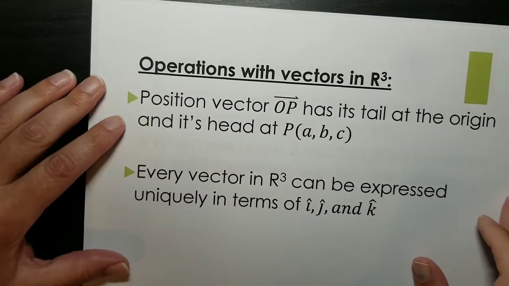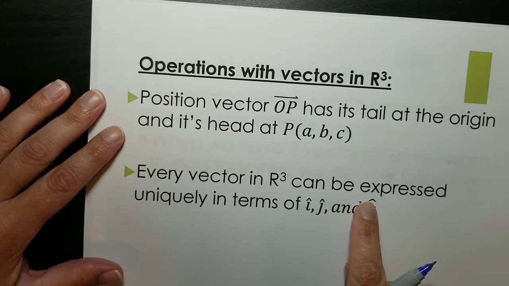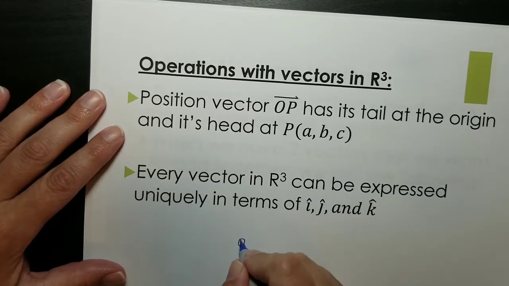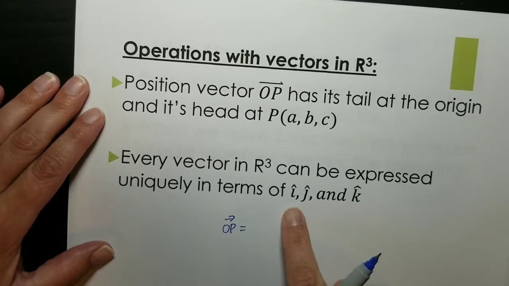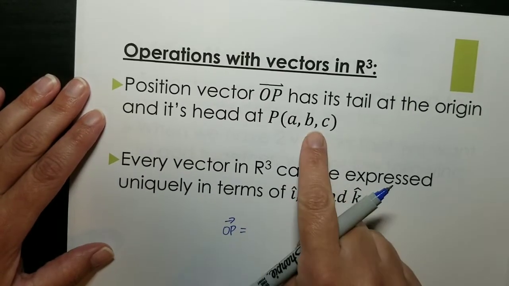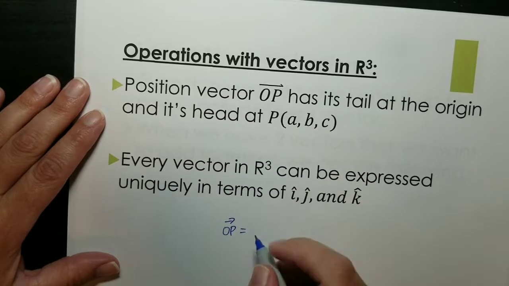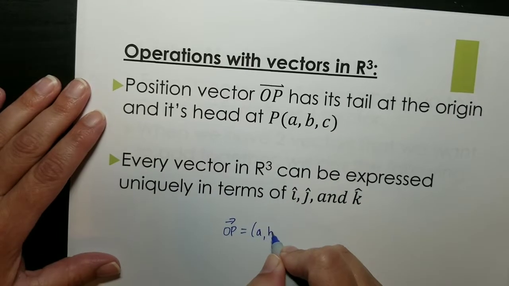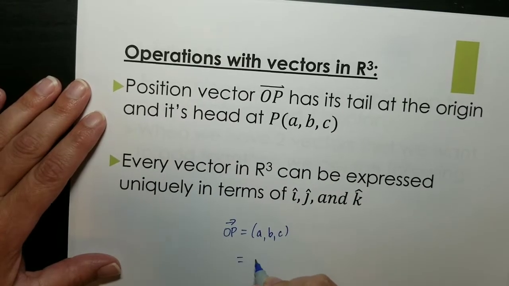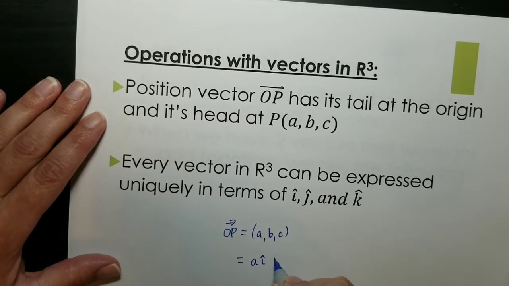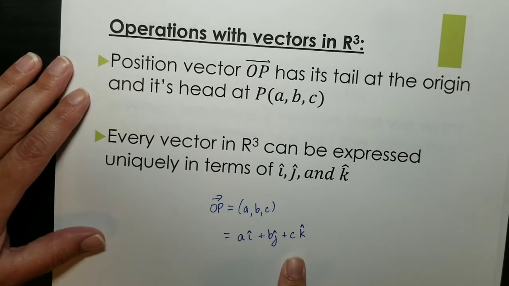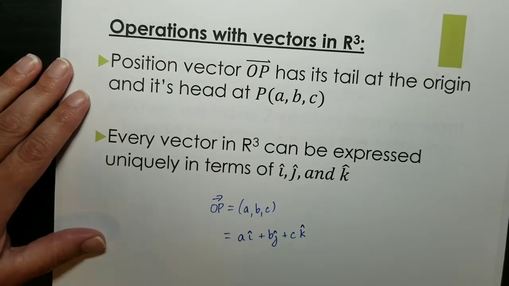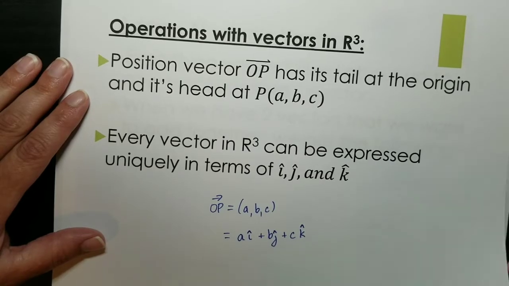So we can write every vector in R3 as a linear combination of i hat, j hat, and k hat. So if this was OP, if it was a, b, c, we would say that's a times i hat plus b times j hat plus c times k hat. So it's just extending it with one more variable when we're working in R3.